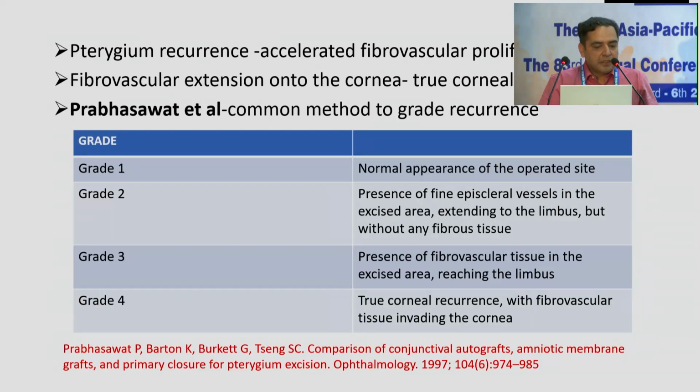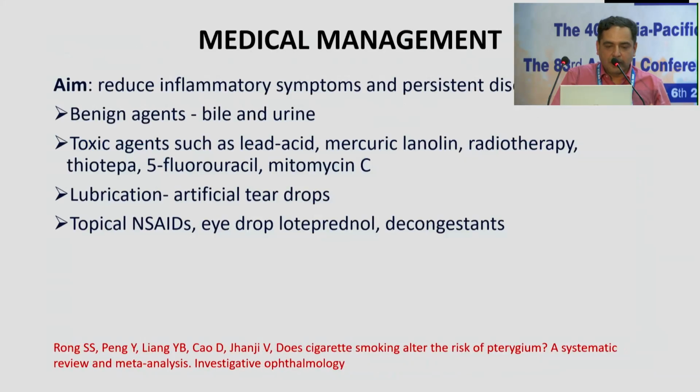Prabhakaran has given a common method to grade the recurrence. Grade 1 when the operated site appears normal; grade 2 when there are fine episcleral vessels in the excised area extending to the limbus but without any fibrous tissue. Next comes grade 3 where the fibrovascular tissues are reaching the limbus. And then the true corneal recurrence takes place with the fibrovascular tissue invading the cornea.